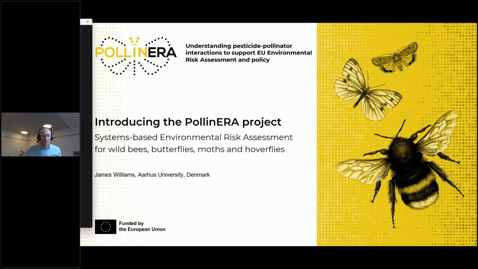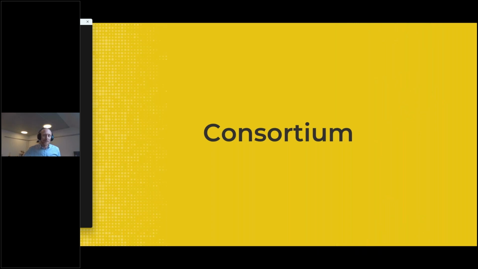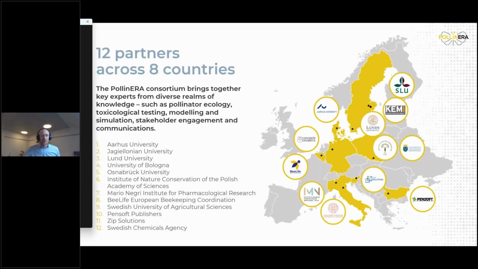And I will start by introducing the consortium and let you know who we are. The consortium is made up of 12 partners in 8 different countries, and PollinERA as a project is bringing together a pool of experts from diverse realms of expertise and knowledge. It's a multidisciplinary consortium to help it to collaborate and advance ERA for insect pollinators. You can see here there are quite a number of organizations, academic as well as regulatory and also communication experts, with different expertise from toxicology, pollinator ecology, toxicological testing, modeling, as well as social science and humanities involved in stakeholder engagement. So there's a broad and diverse set of skills employed in this project.